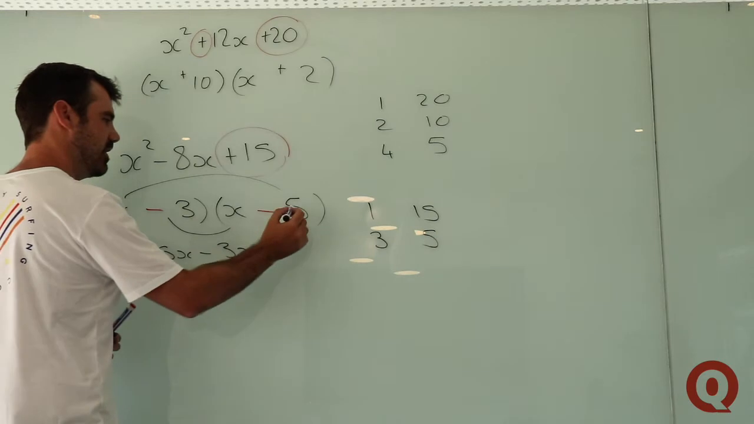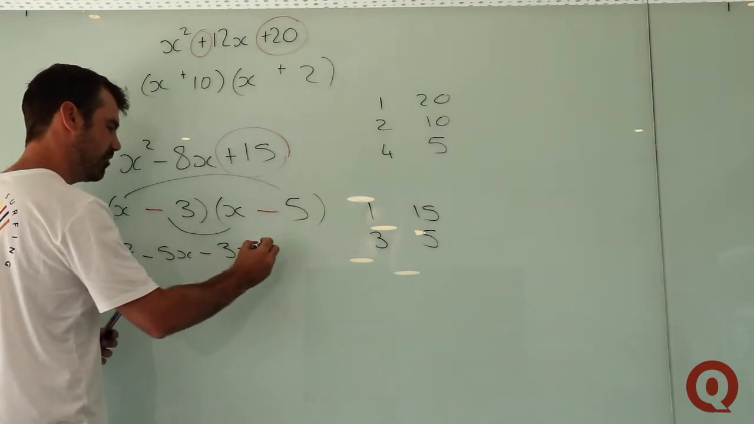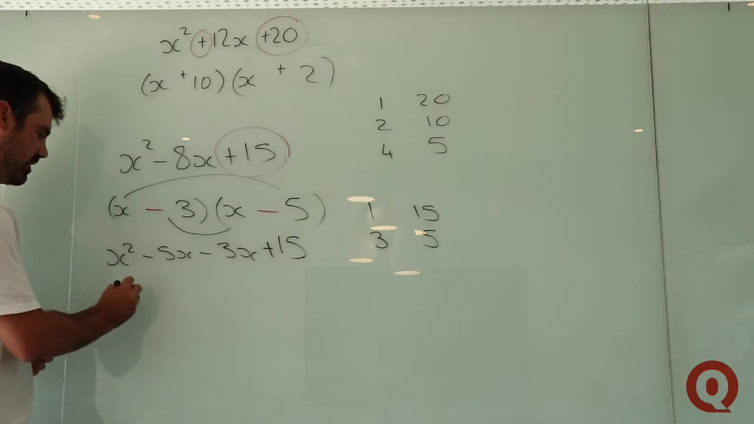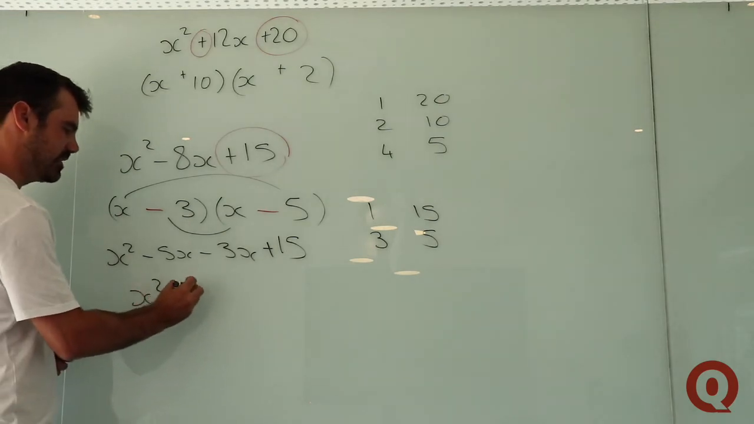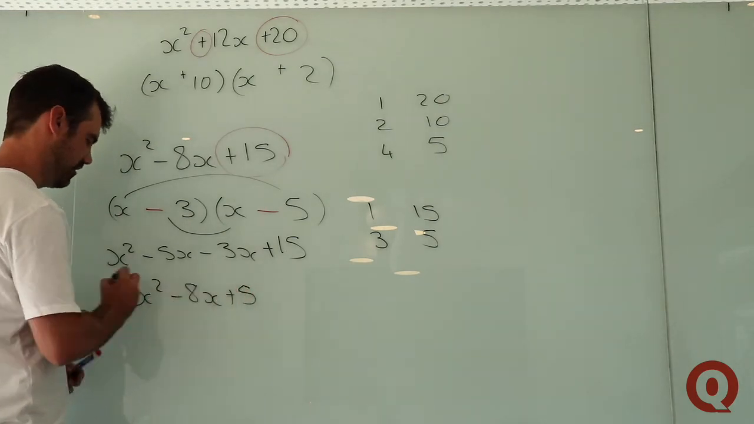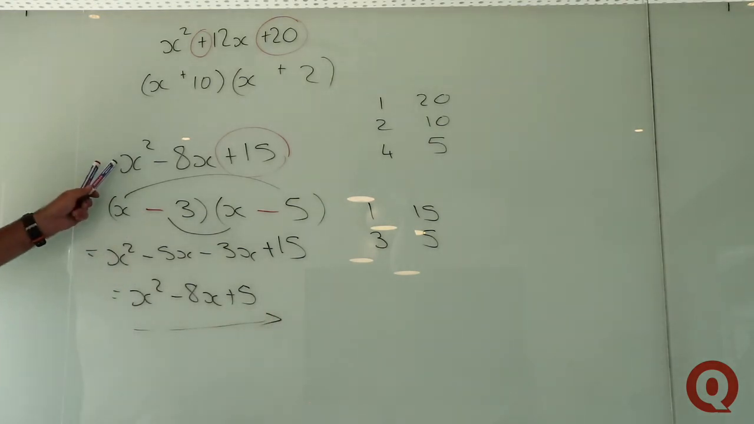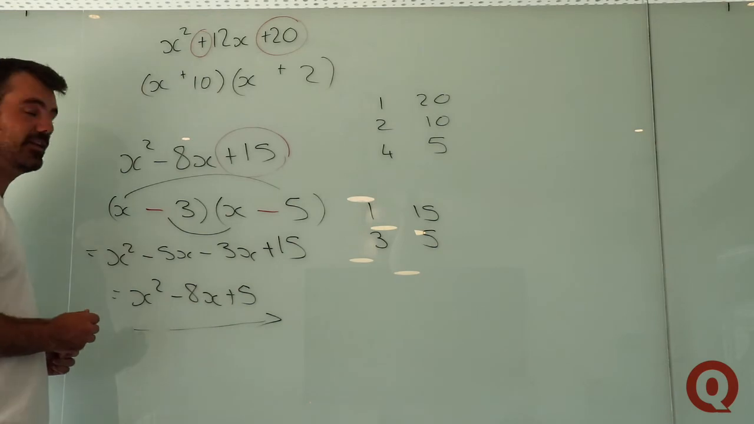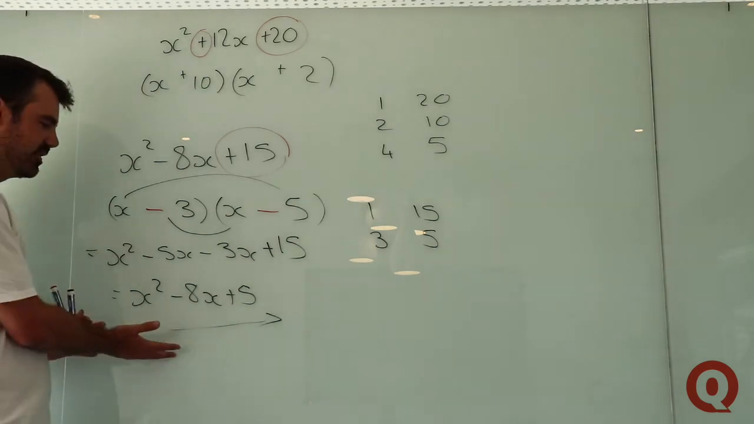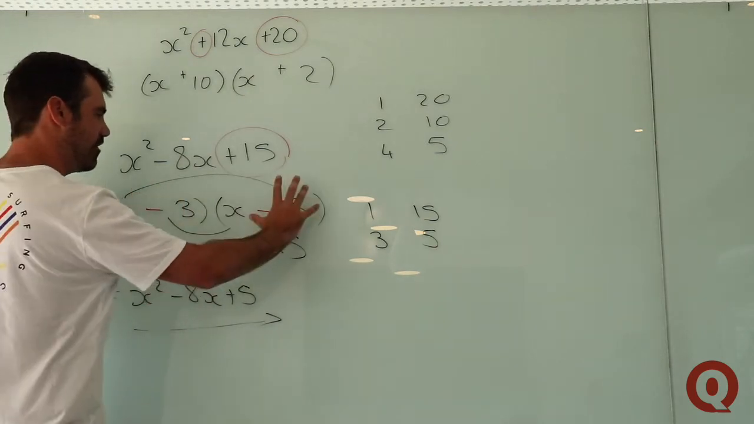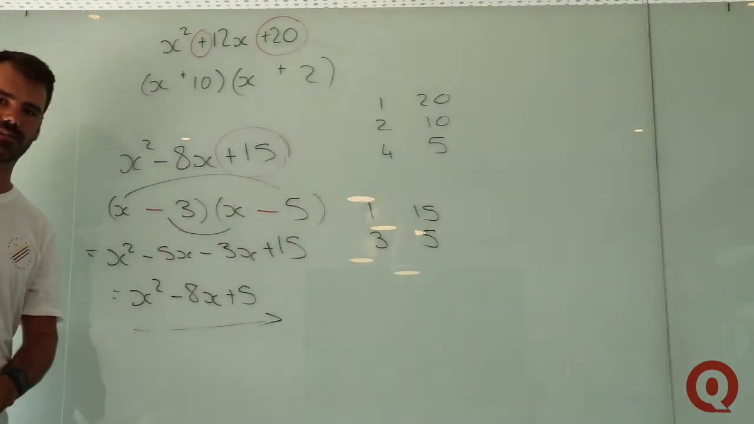And then negative 3 times the negative 5 will give me the positive 15. Simplified, x squared minus 8x plus 15. And that will take you back to our original trinomial just to prove to you that it is correct. Please do not put this into your exam. This is your final answer with 2 brackets. You have factorized, and that is your final answer.